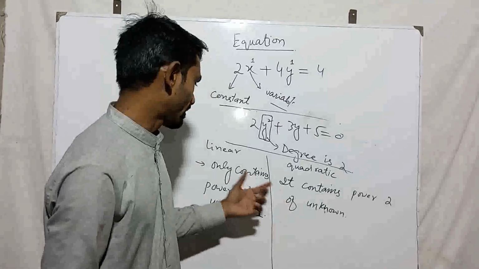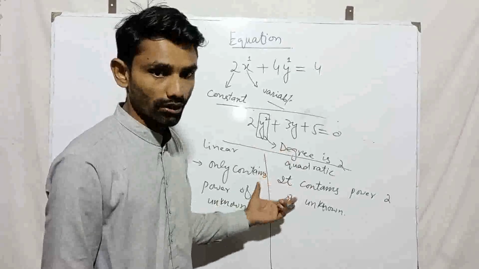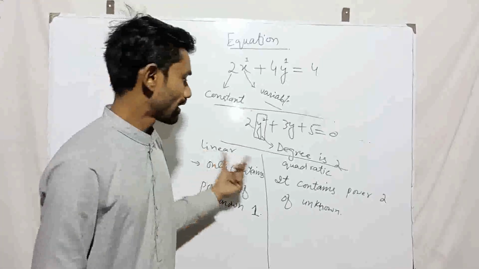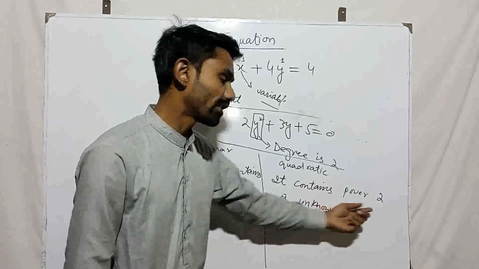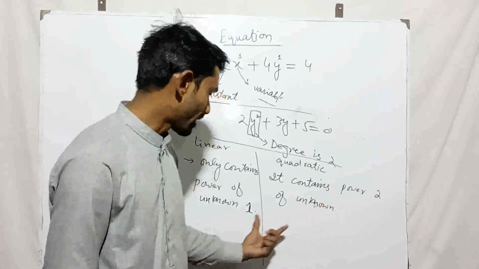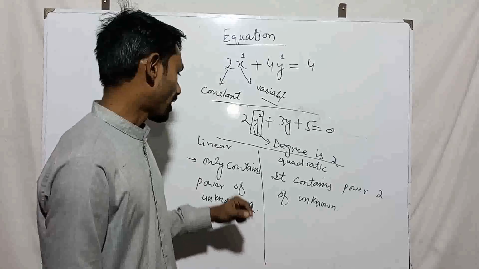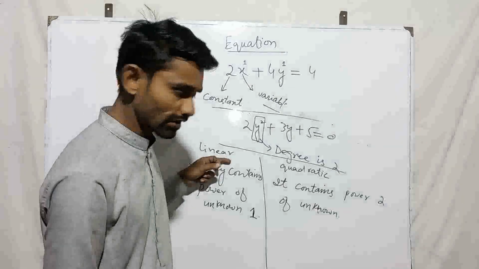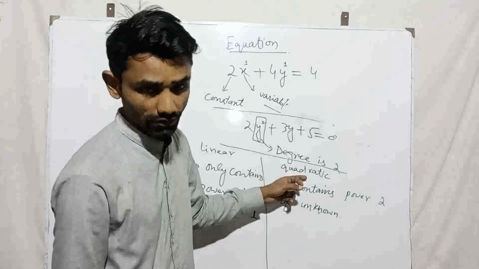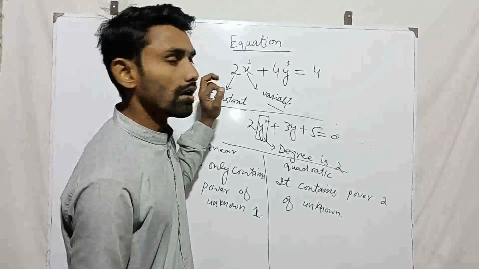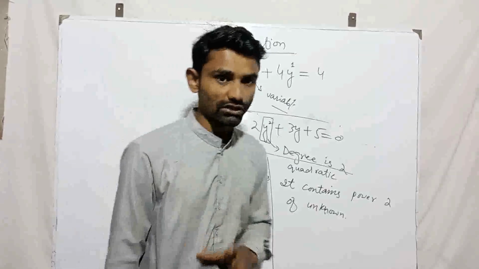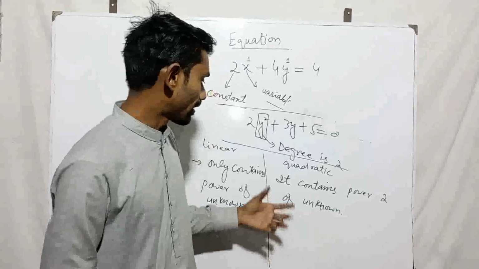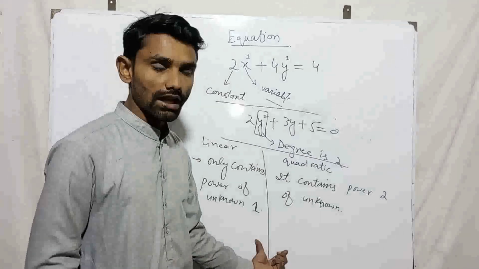So on the basis of the degrees and powers, there are two types. The first is linear, whose degree is 1, and the other is quadratic, whose degree is 2. There are many other equations on this topic, but these are the two types that we have discussed today.